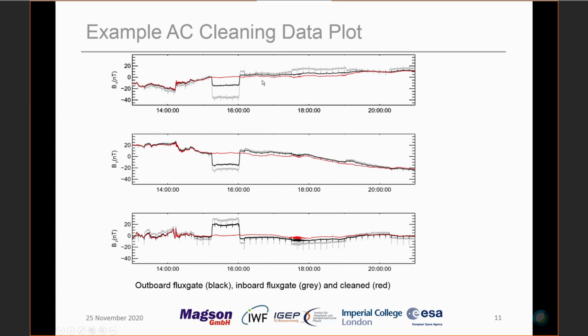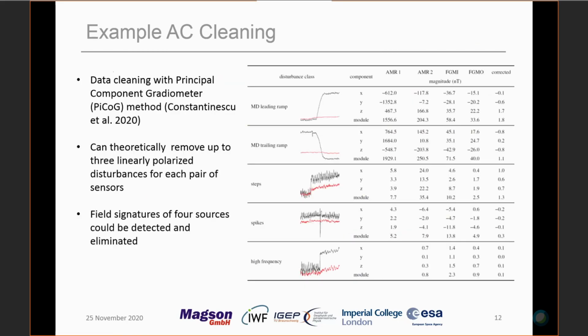We see spikes every 10 seconds, and we also see some high frequency disturbers. So these 4 disturber sources will be cleaned on board, so that the result is the red curve. The table shows the 4 disturber types and values in detail.